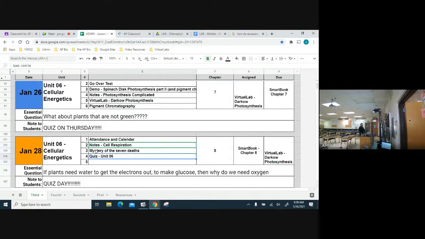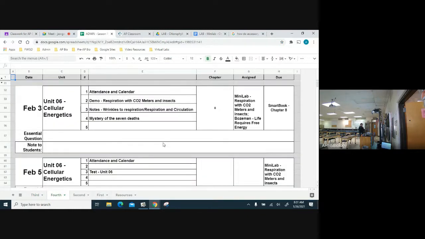We will take a quiz on Thursday before the end of the semester. I'm just going to push that grade to the next semester. It'll be the first grade of the next semester. And we'll also look at the mystery of the 7 deaths and take some notes on cell respiration. The test for this one is actually coming up really rapidly. It looks like it's going to be on February the 5th.